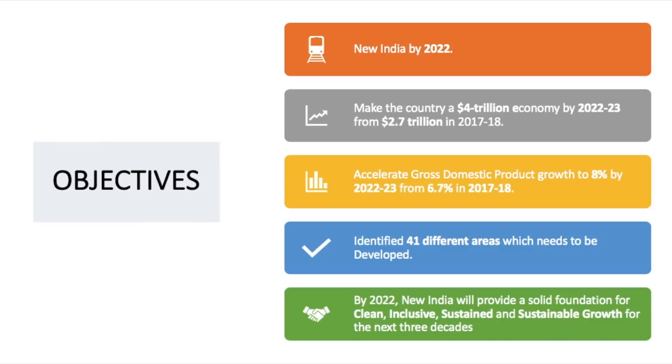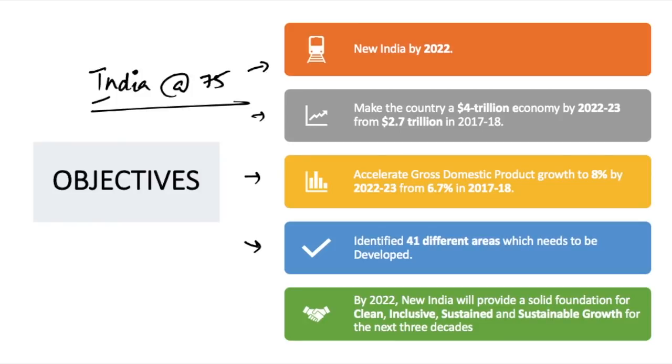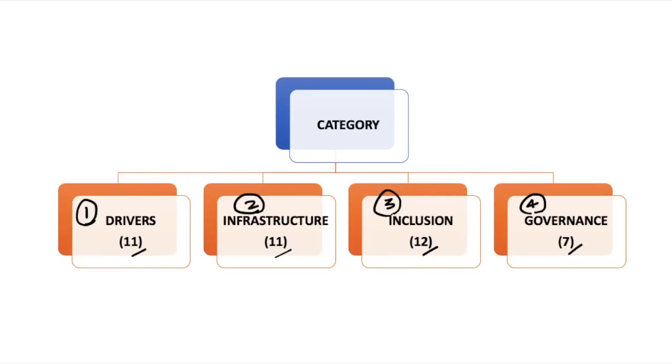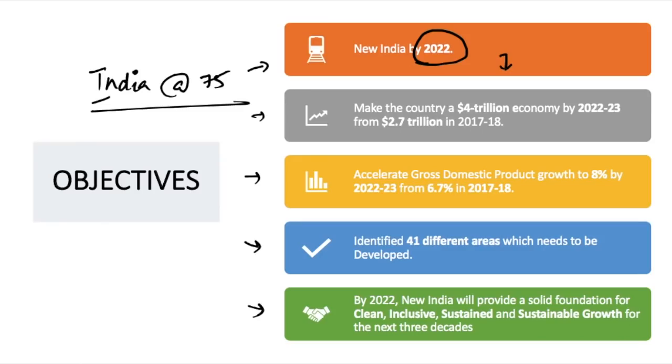So if we talk about the major objectives of India at 75 which are envisioned by NITI Aayog, then these are the following major objectives. Number one, NITI Aayog wants the government to create a new India by 2022 by working on all these other objectives and also by working on these major divisions which have been provided by the Aayog.